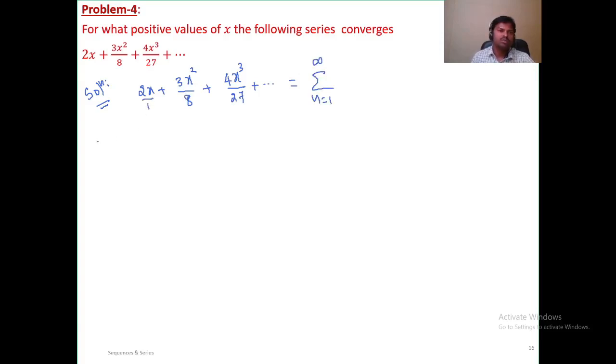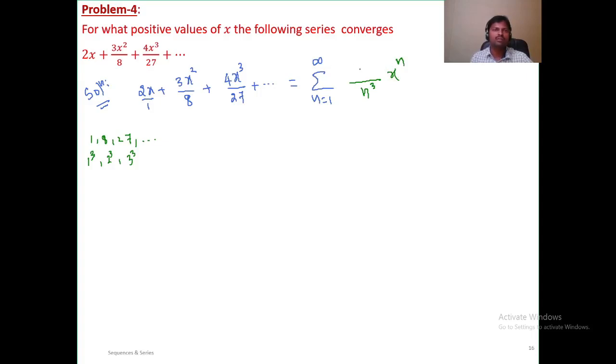So observe carefully, 1, 8, 27, this kind of terms is nothing but 1 cube, 2 cube, 3 cube, right? So indirectly the denominator is n cube. When n is 1, we get 1 cube, n is 2, 2 cube is 8, n is 3, 3 cube is 27, fine. And look at the numerators, x is there, so I am writing x power n. If n is 1, x; n is 2, x square; n is 3, x cube. It is okay.